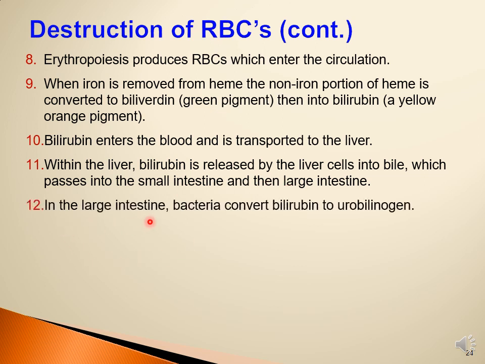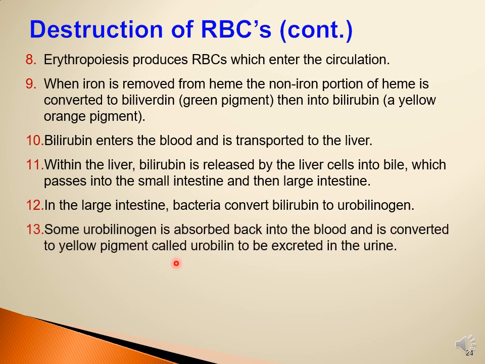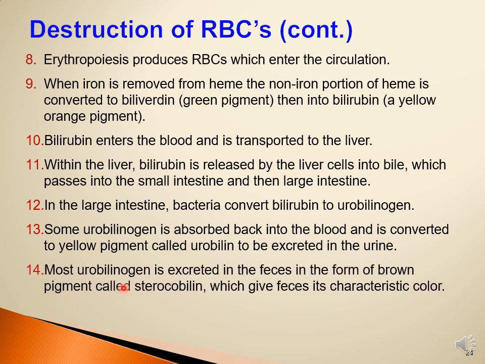In the large intestine, the microbiota or the good bacteria that are present in the large intestine will convert bilirubin into urobilinogen. Some of the urobilinogen will be absorbed back into the blood and converted in the liver to the yellow pigment called urobilin, to be excreted in the urine. Most urobilinogen is excreted in the fecal material in the form of a brown pigment called stercobilin, which gives the fecal material its characteristic color.